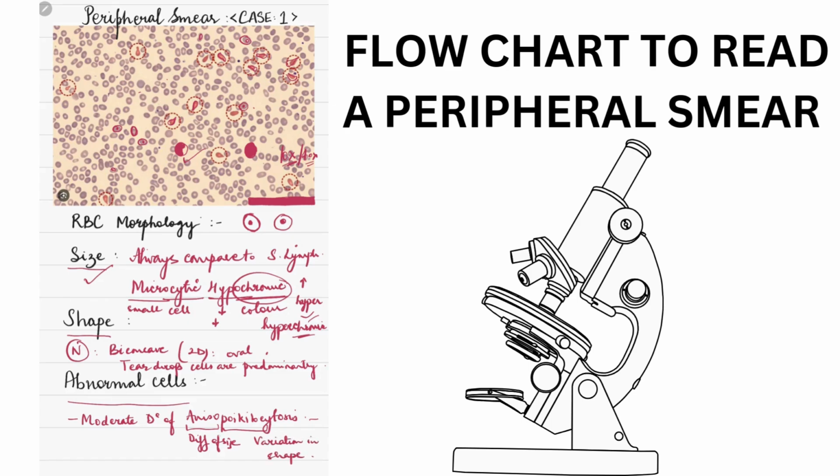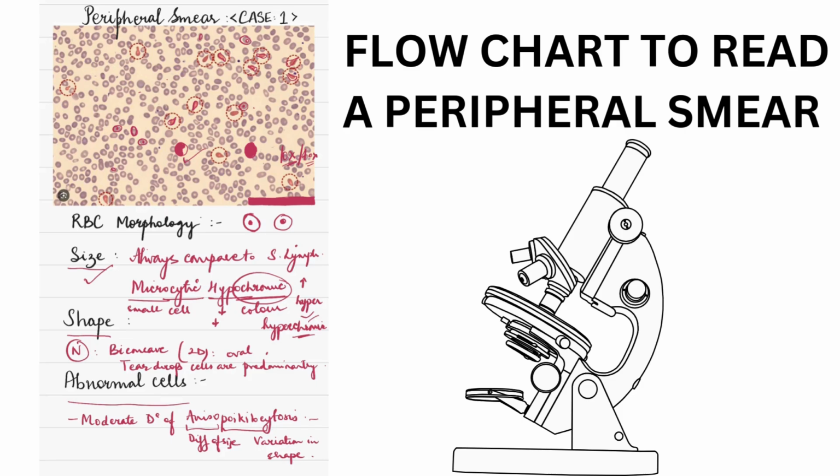Variation in shape. So I can see different variation in size and I can see variation in shape. So I'll say moderate degree of anisopoikilocytosis. And in abnormal cells, I only see teardrop cells. I cannot see anything immature. RBCs are mature with the central pallor.